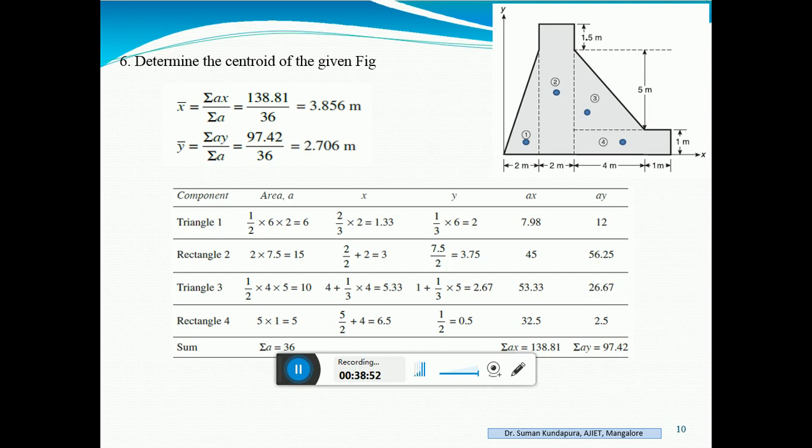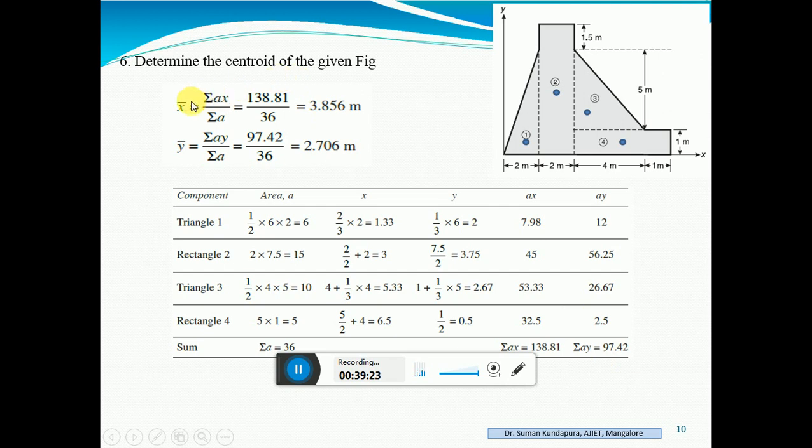And what is the y distance? Y distance is 1 divided by depth of this whole rectangle is 1 meter divided by 2, which is 0.5. Correct? So multiply this area into x, this one, area into y, 2.5. Sum up the moment of area of each component. You will get 138.85 for summation ax, summation ay you will get so much.